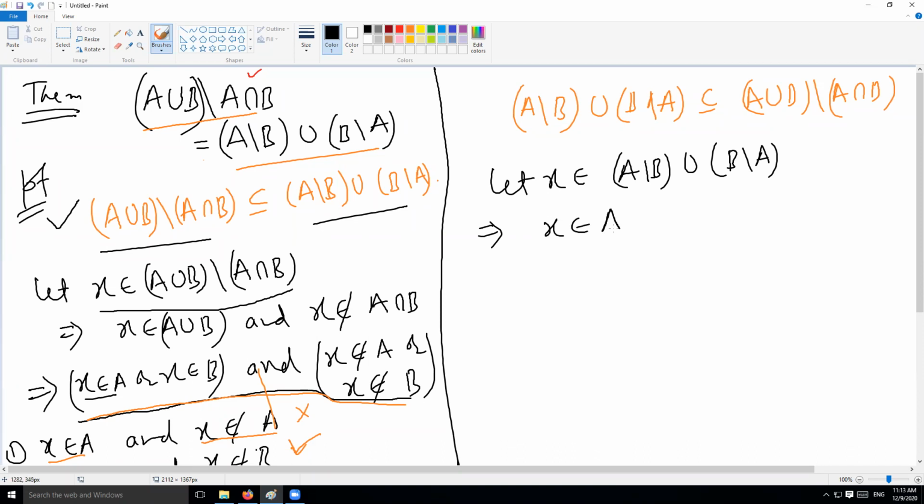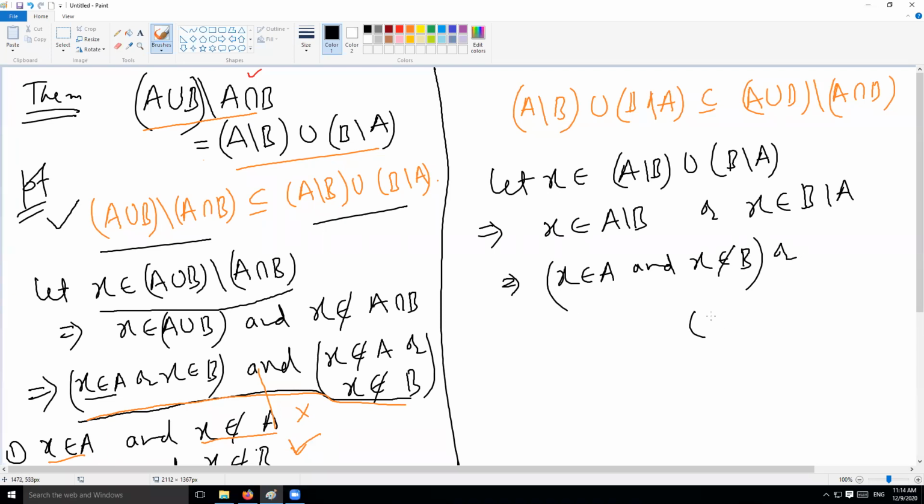This means that X is in A minus B, or X is in B minus A actually. And this means that X is in A and X is not in B. Okay. Or X is in B and X is not in A.